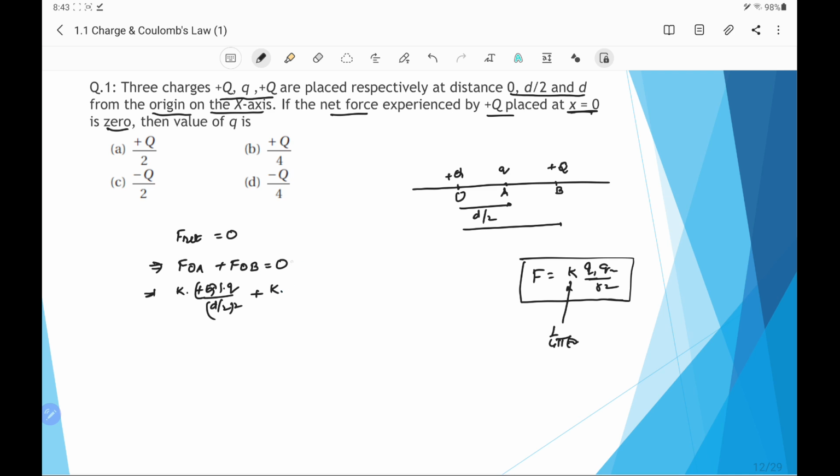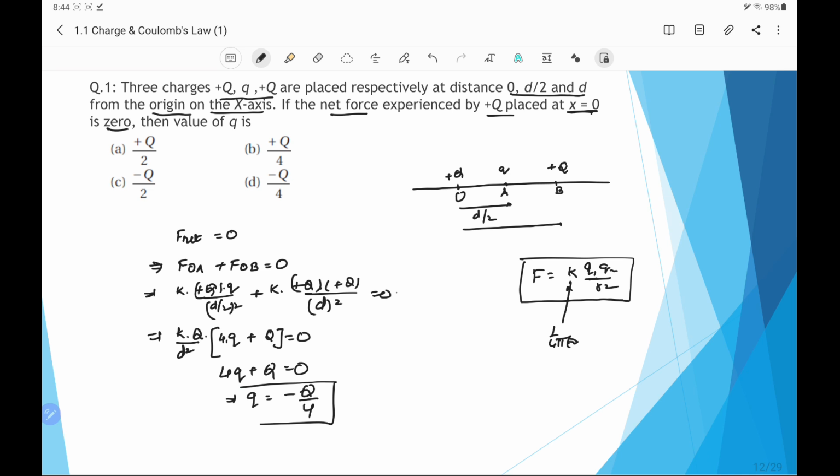Plus K into, now, the force on charge plus Q at O due to the charge at B, it is plus Q into plus Q by d square, that is equal to 0. Here the common terms are K, Q, d square, and the remaining is 4 into q plus Q equal to 0, or we can say 4q plus capital Q equal to 0, or q equal to minus Q by 4. Hence option D is the correct option.